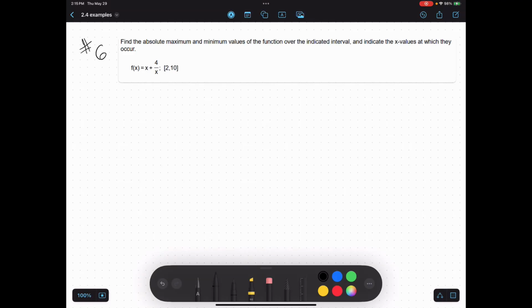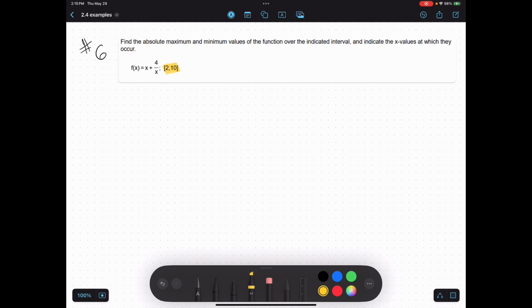Okay, let's look at some examples of finding absolute extrema. We're going to start with number 6 from your homework. My function is x plus 4 over x, and you'll notice it gives me a closed interval. So I'm going to restrict my domain to just between 2 and 10. That's the only spot I'm looking for this absolute minimum and this absolute maximum.